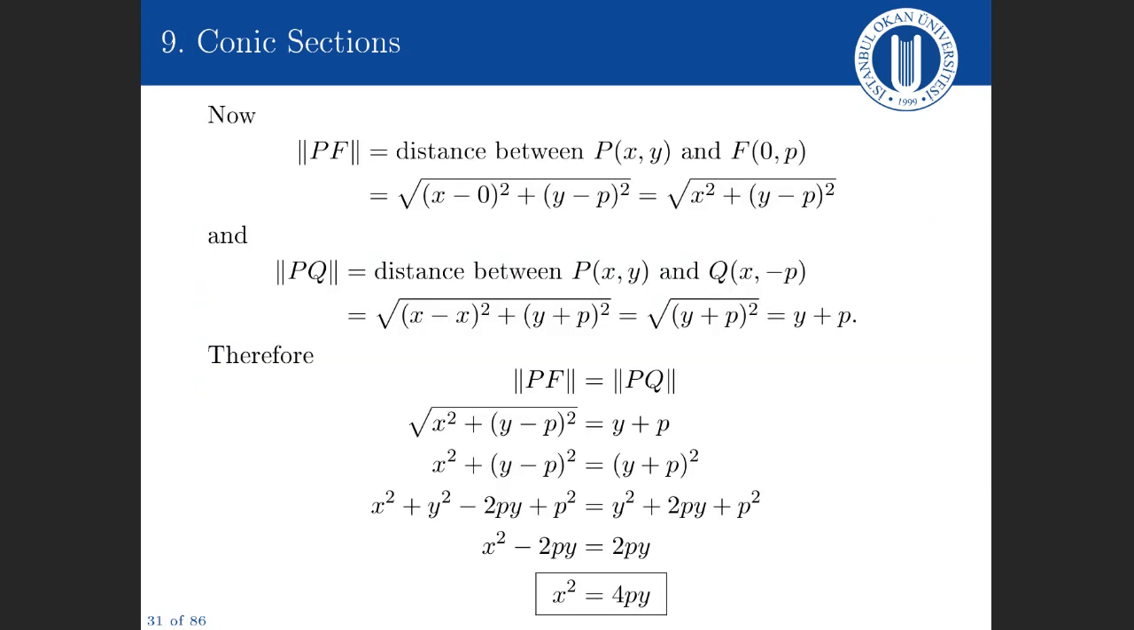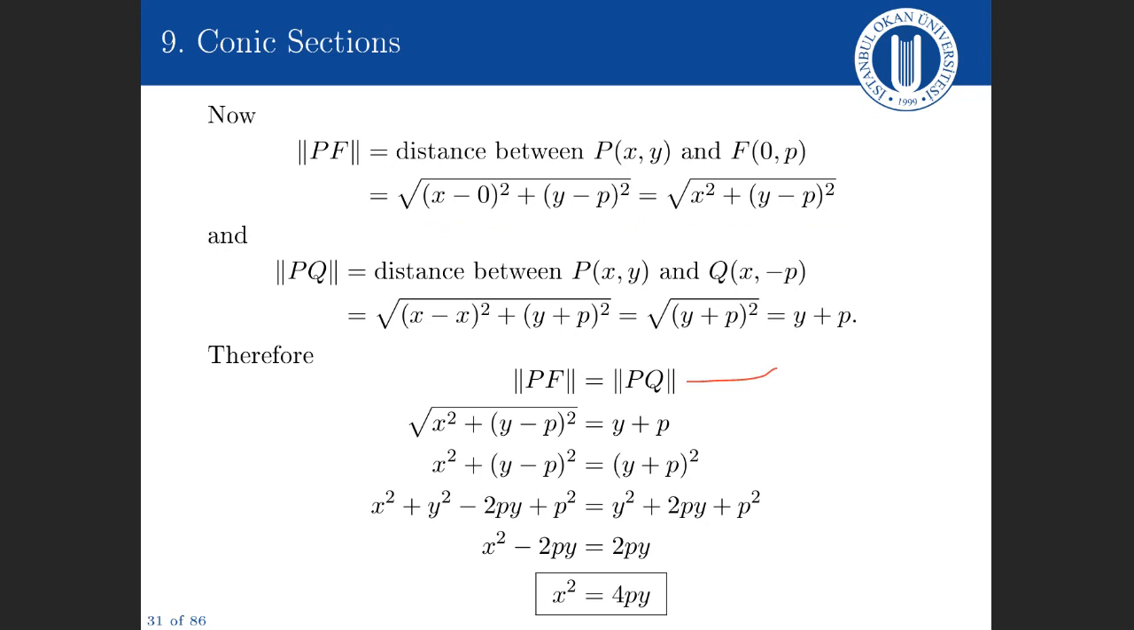Now, the distance from P to F, we can write down using our distance formula. This must be the square root of x squared plus (y minus p) squared. When you watch this lecture or you read the lecture notes later, you can check back and see why this is true. The distance from P to Q, again, check, must be y plus p.